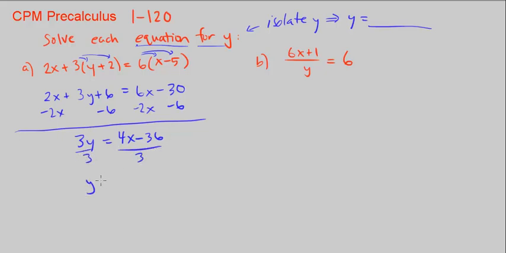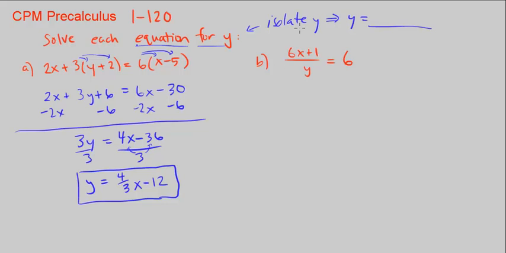Okay, so we get y is equal to, and remember this 3 gets divided by all the terms in the numerator. So that's 4/3 x minus 36 over 3. Well, 36 over 3 we know is 12. Okay, so this is part A, 4/3 x minus 12.